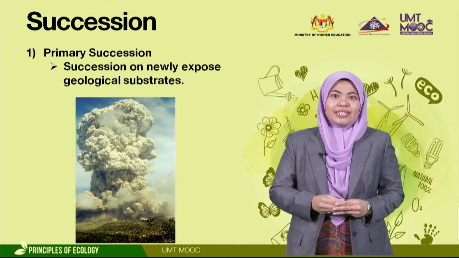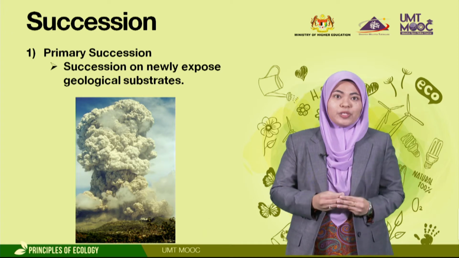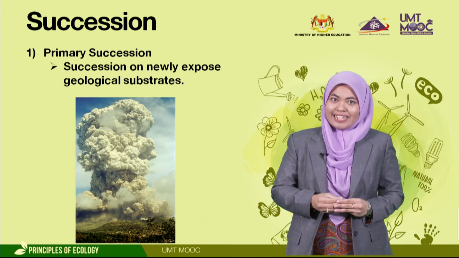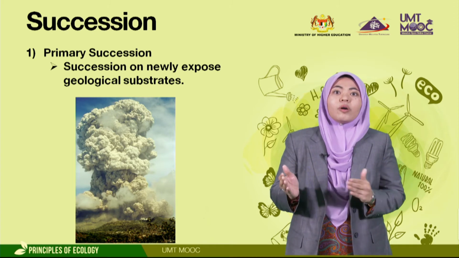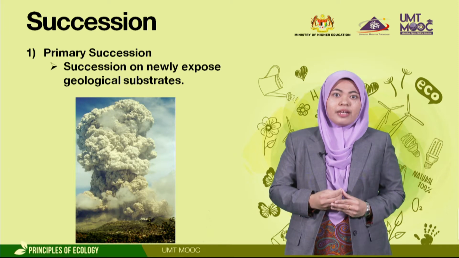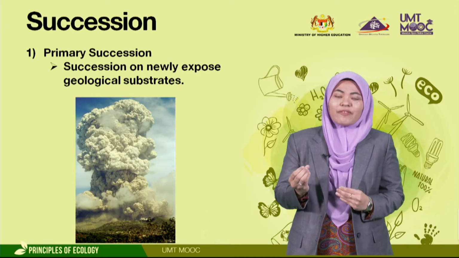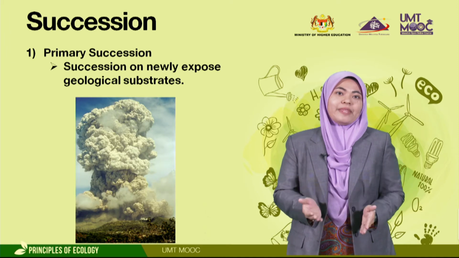Primary succession is succession that begins in an area with newly exposed geological substrates. For example, a volcanic explosion can create new land or sterilize existing areas. In another example, retreating glaciers can also have the same effect, leaving only exposed bedrock behind them.